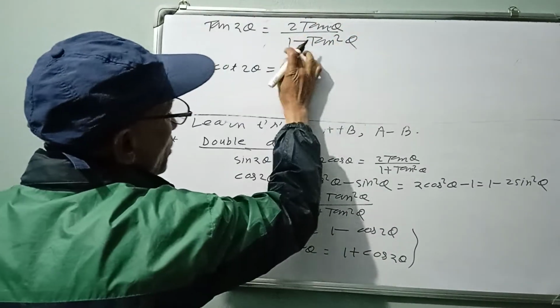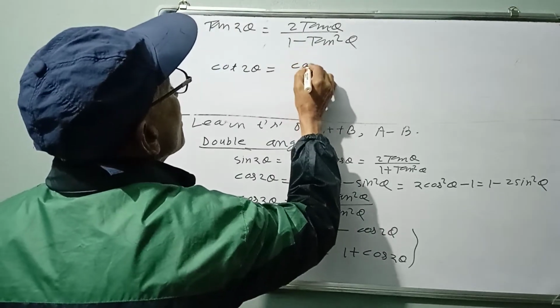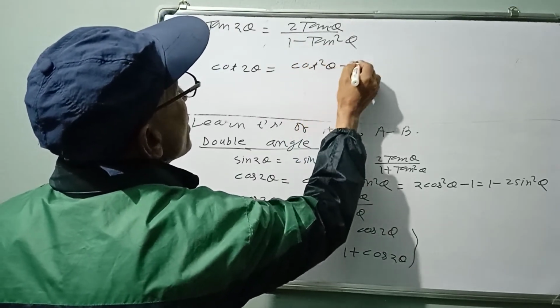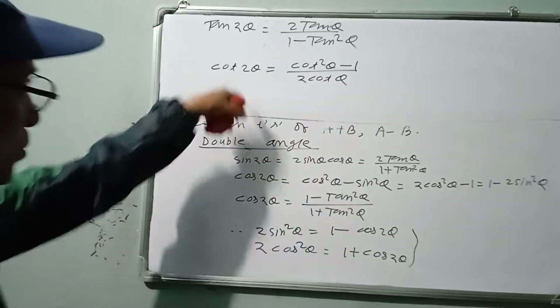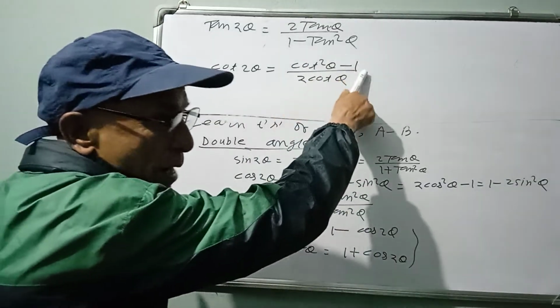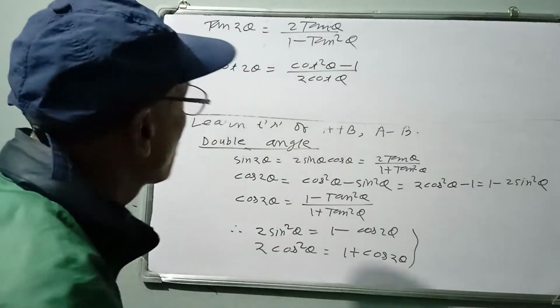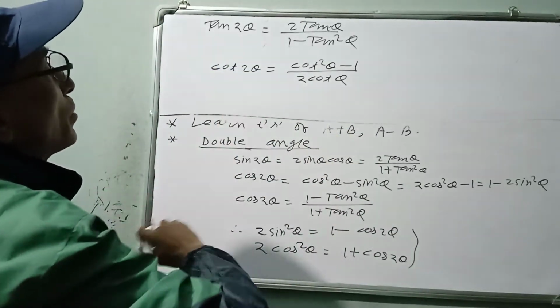यसलाई माथि लाने, so 1 minus tan square theta लाई यसो गर्ने. Cot square theta minus 1 by 2 cot theta. If there is cot A plus B, cot B cot A minus 1 by cot B plus cot A. यसरी गर्ने. There is double angle.